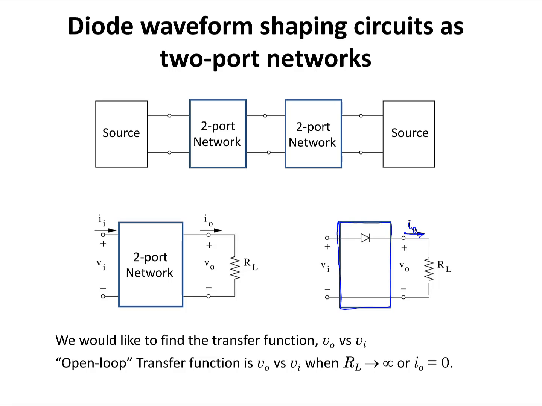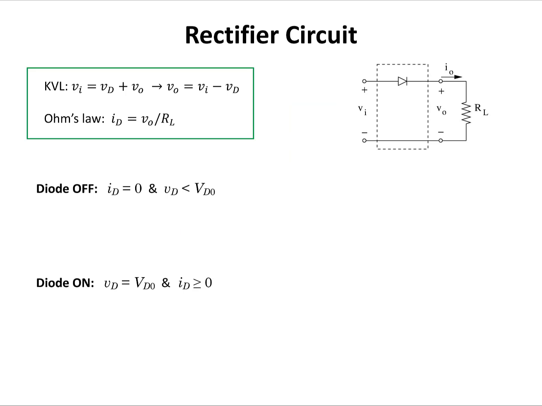Also, open loop transfer function is defined as Vout versus Vi when the load goes to infinity, RL goes to infinity. In other words, when there is no load connected to the output of the two-port network, or when Iout is equal to 0. The first diode waveform shaping circuit that we're going to study in this course is a rectifier circuit that consists of a diode. One terminal of the diode is connected to Vi and the other terminal is connected to our load resistor.